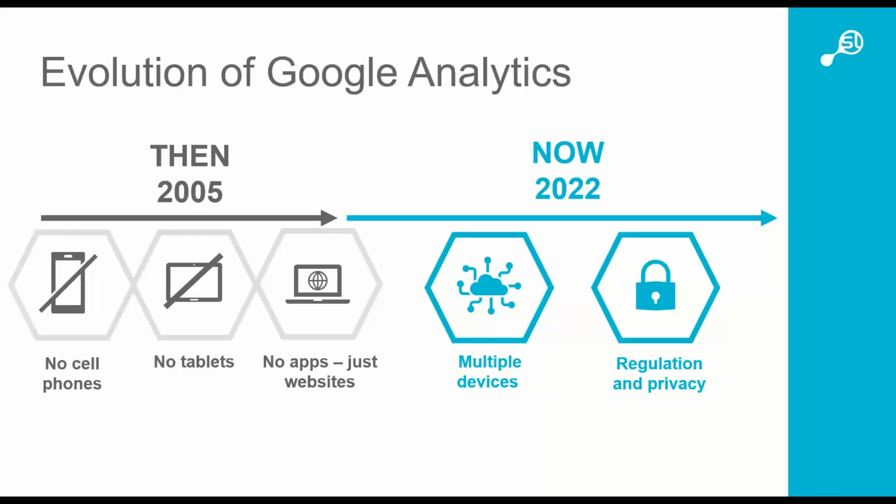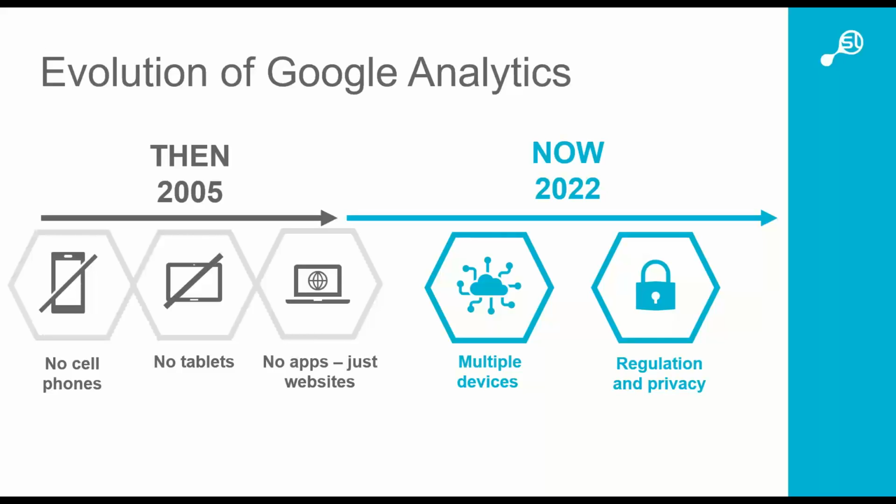the current Google Analytics is based on, the world was a very different place. There were no smartphones or tablets and no apps, therefore. It was really just websites, and people didn't have as many devices at all. So fast forward to where we are today, and everyone is engaging with companies through many devices, and we've also got large regulation and privacy changes in the industry, from governments and from browser producers.